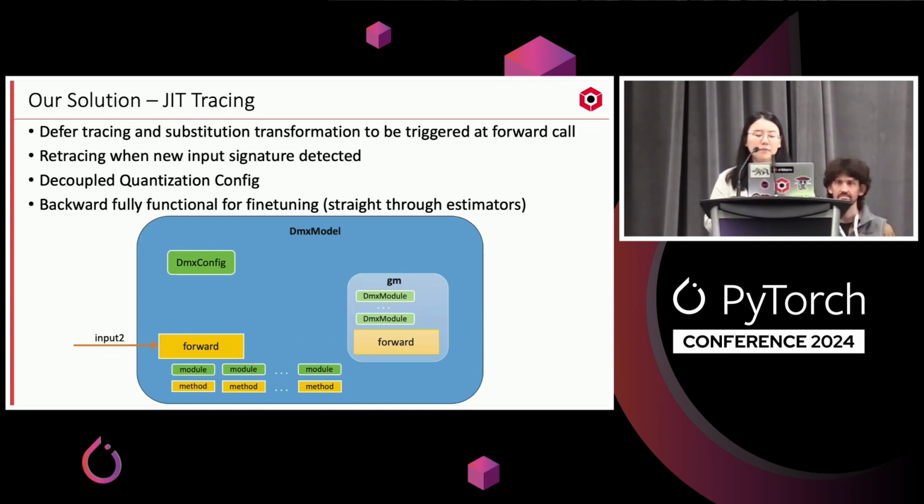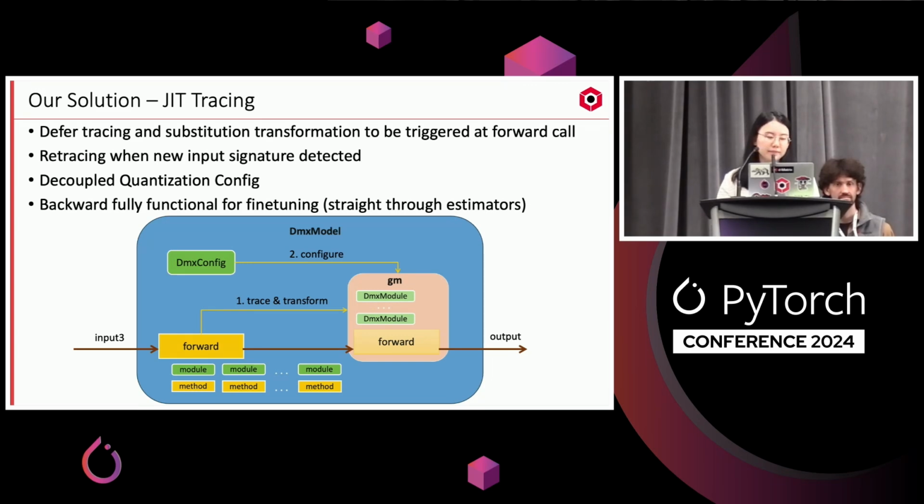For subsequent inputs, the forward function will inspect whether the input will result in a graph change. If no changes are detected, it will be directly passed to the graph module. However, if the input signature changes significantly, retracing and transformation will be triggered with the configuration rules applied, and the output will be generated using the updated graph module.